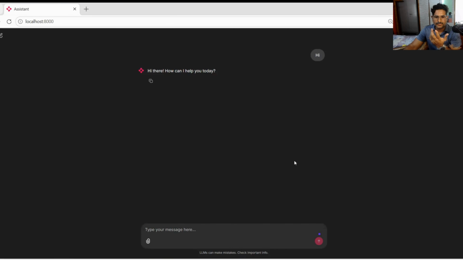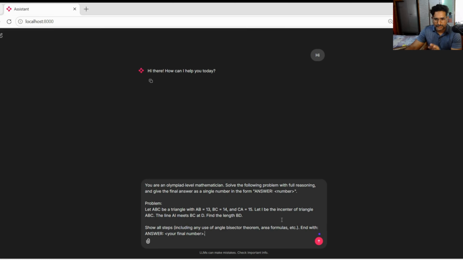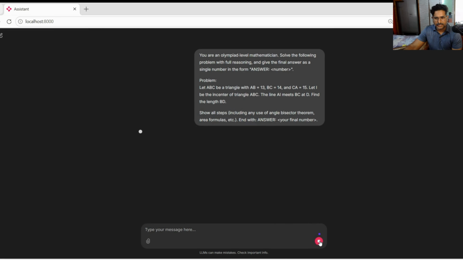Okay, perfect. So this is a beast of an open source AI model, the Kimi. The application is ready. All I need to do is ask a complex Olympiad mathematician question, and I say, you are an Olympiad level mathematician, solve this one, and then I have given the triangle AB 13, BC. So it's going to understand the final output of that. For this, it required a deeper mathematician level of understanding.